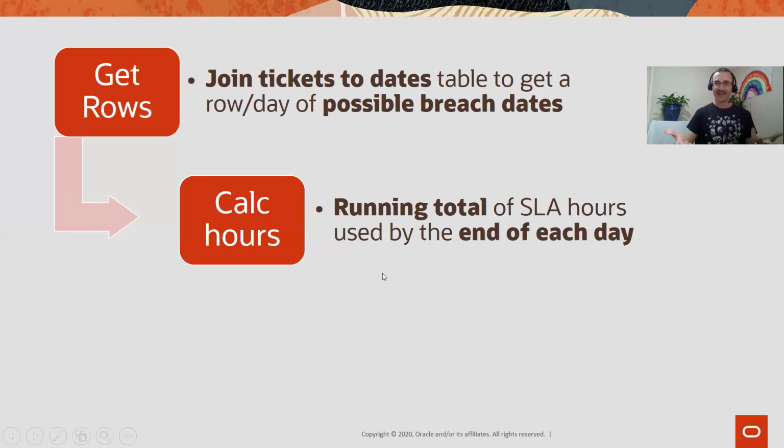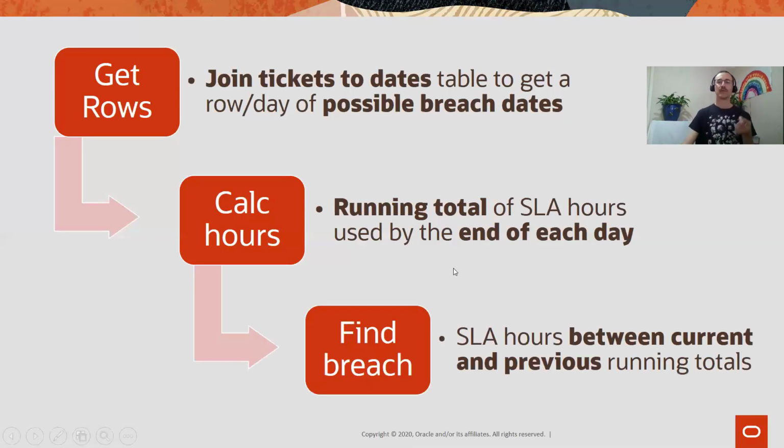And finally, to find the date that the breach actually happened, we will find the row or the date where the total working hours used at the end of the day is greater than the SLA hours, and the working hours used at the start of the day, or the previous day, was less than it. So we've got yesterday's total working hours and today's total working hours at the end of the day. Which date do the SLA hours fall between those 2 values? And that is going to be the date and time when the ticket actually breaches. So that allows us to find that.